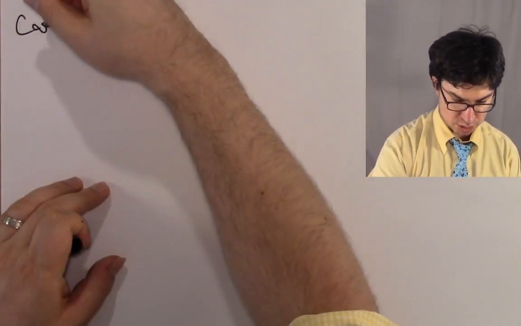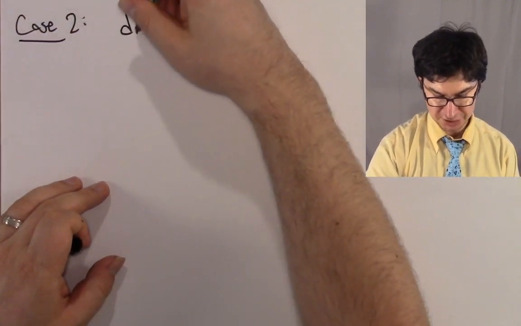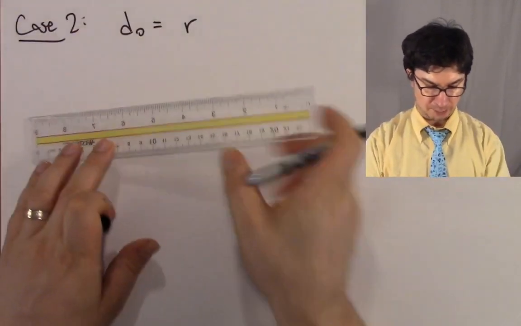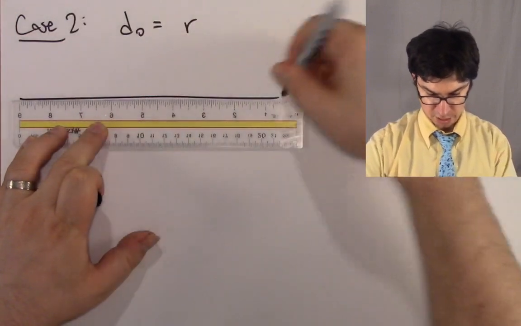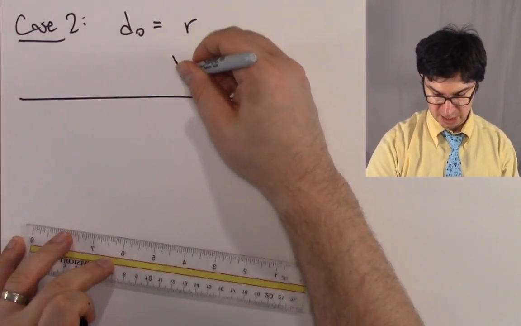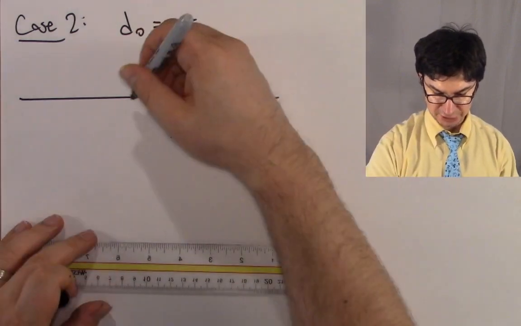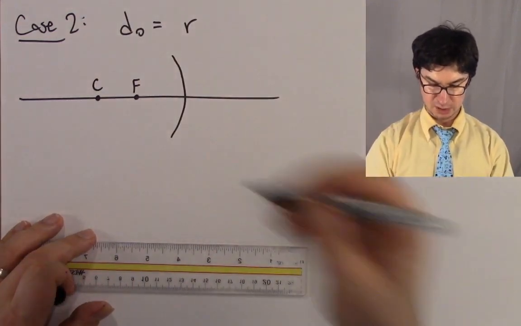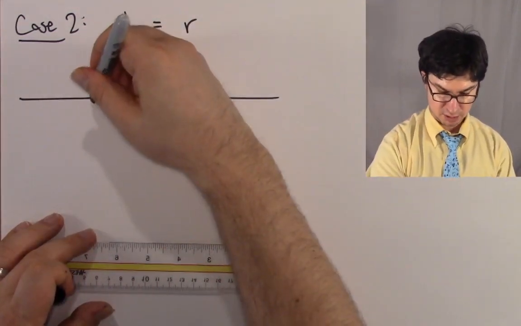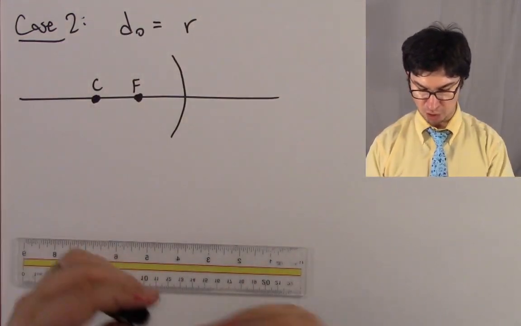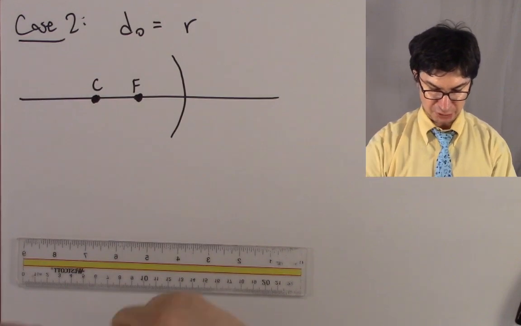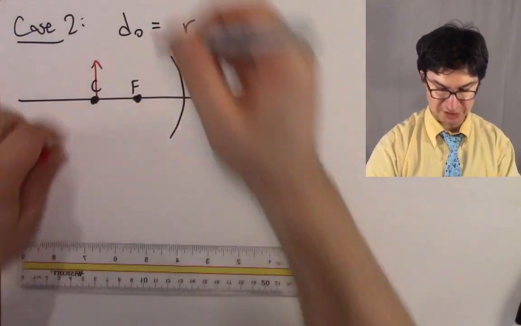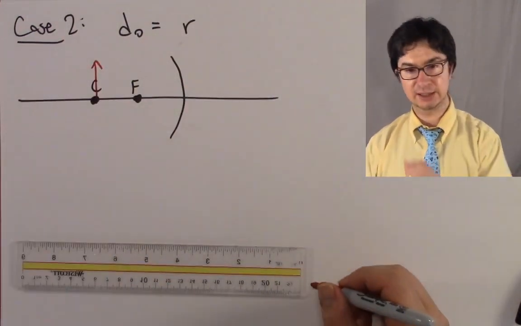So case 2 is going to occur when the object distance is exactly equal to the radius of curvature. So if we once again draw our principal axis, there we go. Let's draw our concave mirror, and let's draw our focal point F and our center of curvature, C. And this isn't the best diagram, but it's okay. All right, and if we wanted to draw our object precisely located at the center of curvature, such that the object distance is equal to the radius of curvature, let's see what happens.